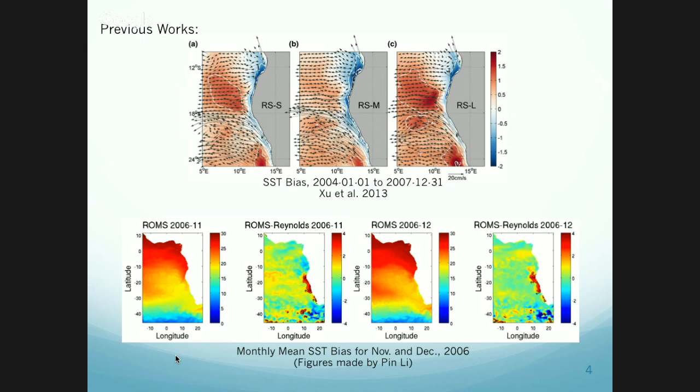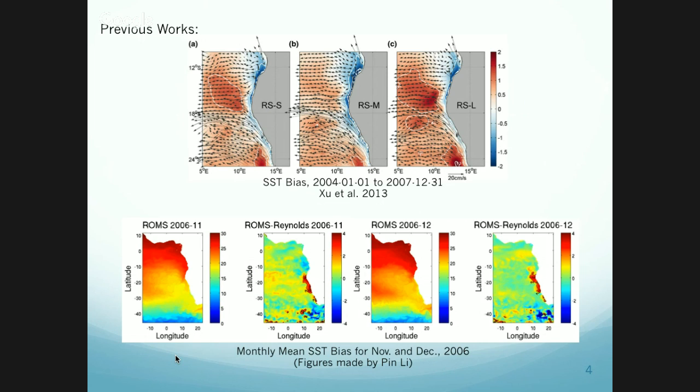So we can see that along the coast, the warm bias is pretty much reduced, and we even get a cold bias here. But one or two degrees away from the coast, we still have a pretty huge warm bias. What are those three figures? These figures are regional models, which means a smaller domain, a middle domain and a larger domain.